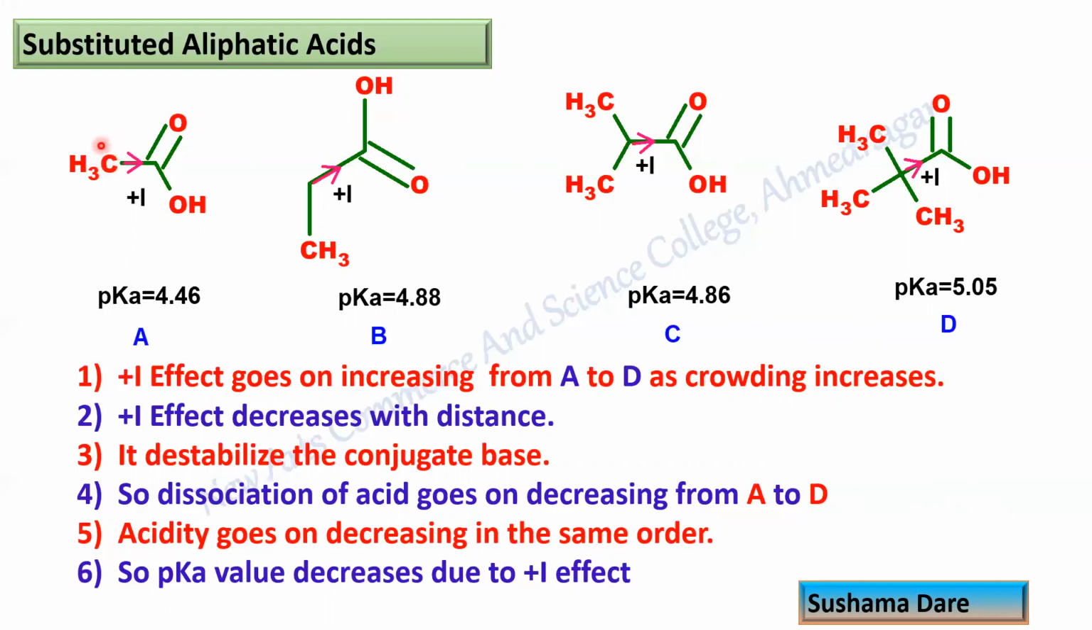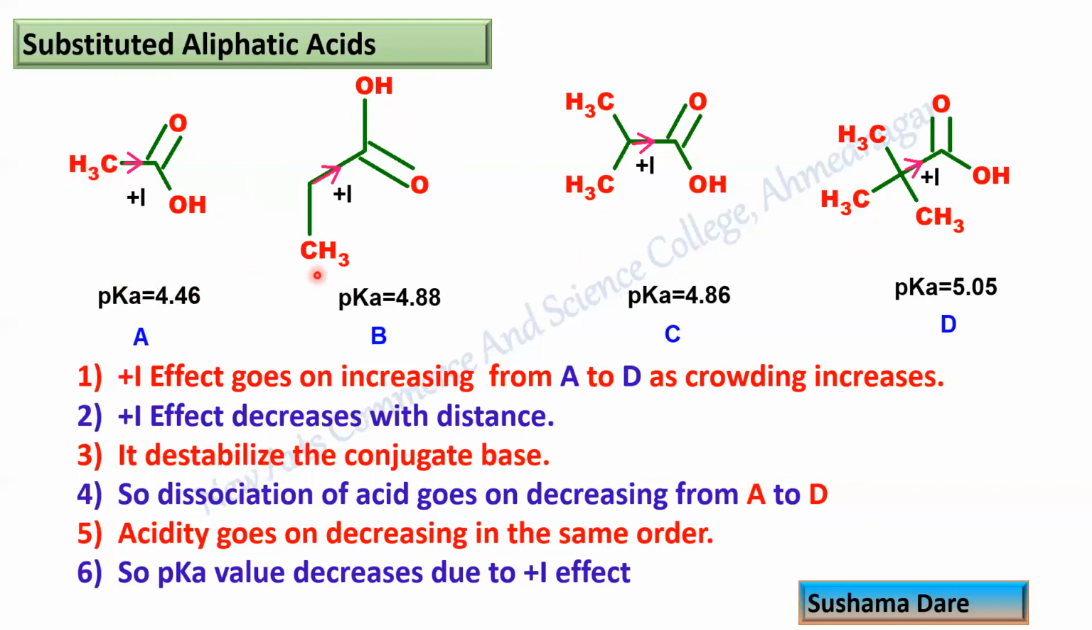Now in this structure, on the alpha carbon, only hydrogens are the substituents. No carbon is a substituent. Now look at propanoic acid. On this alpha carbon, there is one substituent, that is a methyl group. In this one, how many substituents are on the alpha carbon? There are two substituents, that is 2 methyl groups on the alpha carbon, and in this structure, 3 methyl groups are present on the alpha carbon.